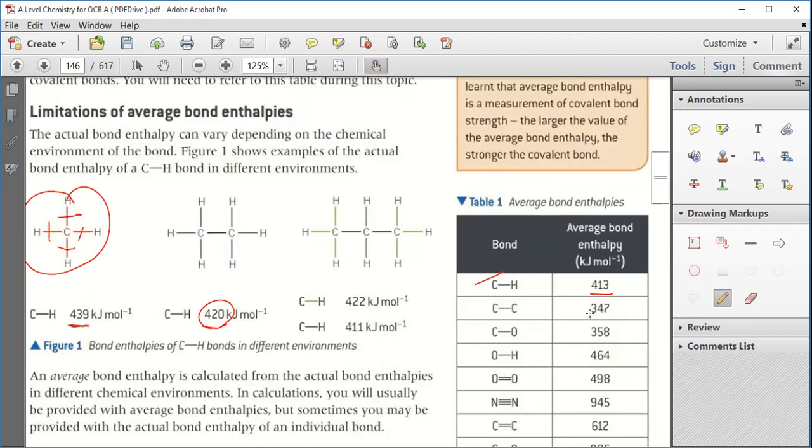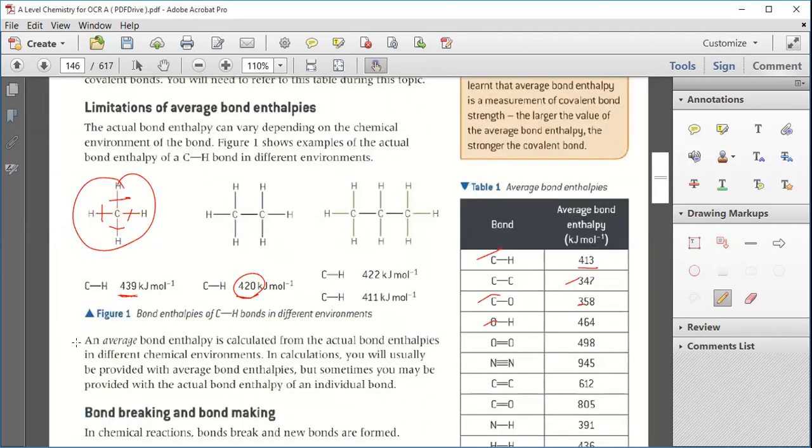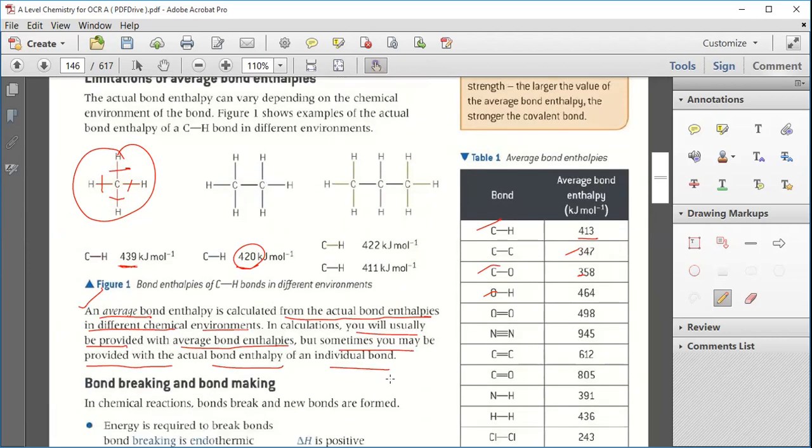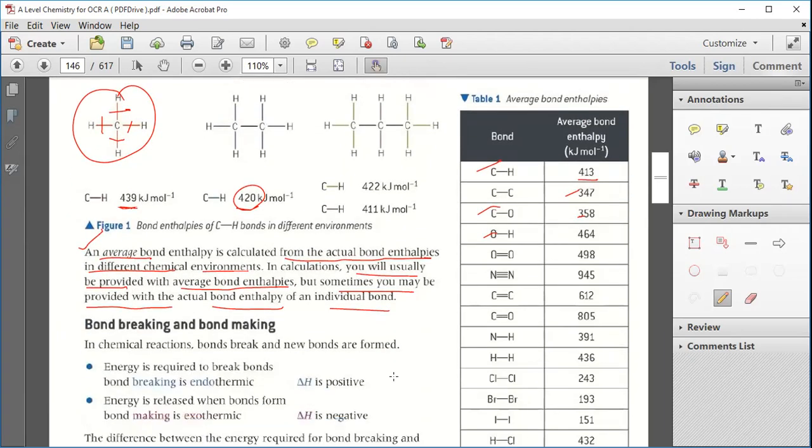In a similar manner, if you see the CH bond, the energy is this one. If you see the carbon and carbon bond, this much is different. Carbon and oxygen will be different. Oxygen and hydrogen will be different. So each bond will have a different amount of energy. The energy of two different bonds cannot be the same. So an average bond enthalpy is calculated from the actual bond enthalpies in different chemical environments. In calculations, you will usually be provided with average bond enthalpies, but sometimes you may be provided with the actual bond enthalpy of an individual bond.